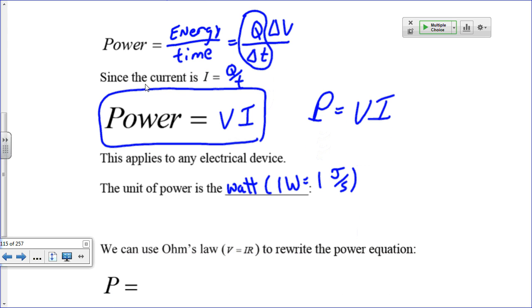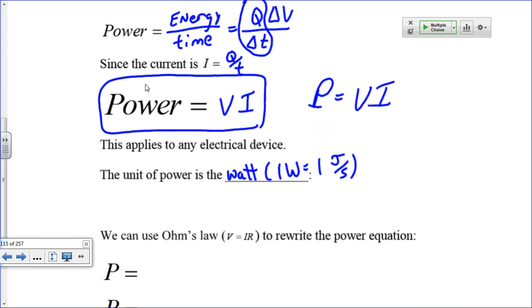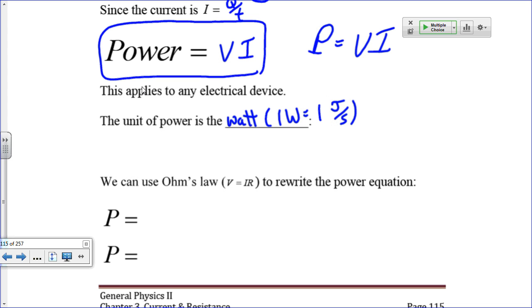We can write this expression in a couple of different ways. I know that P is equal to VI, but I can do substitutions from Ohm's law, and I get P is equal to I squared R. Or also P is equal to V squared over R. These are both on your equation sheet, and they come up at various times. I'll show you some questions next where you might want to use one or the other, depending upon what is being held constant.